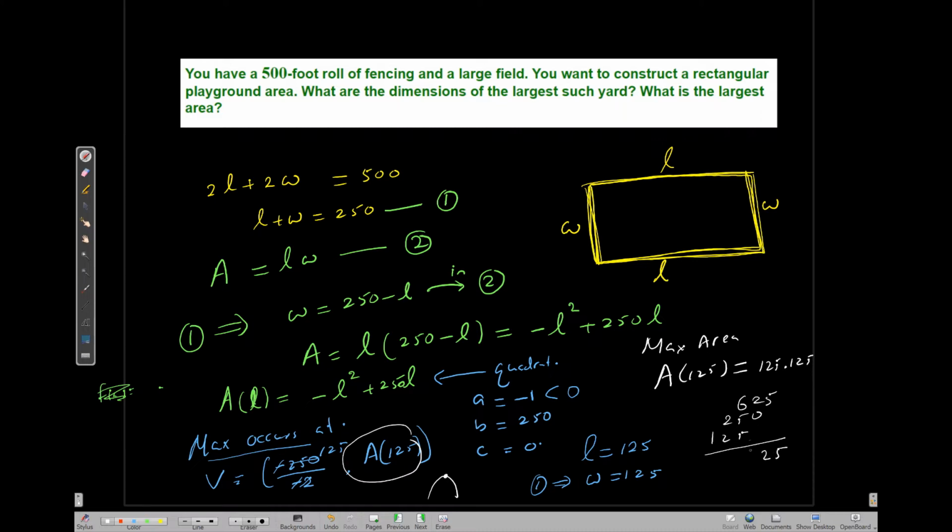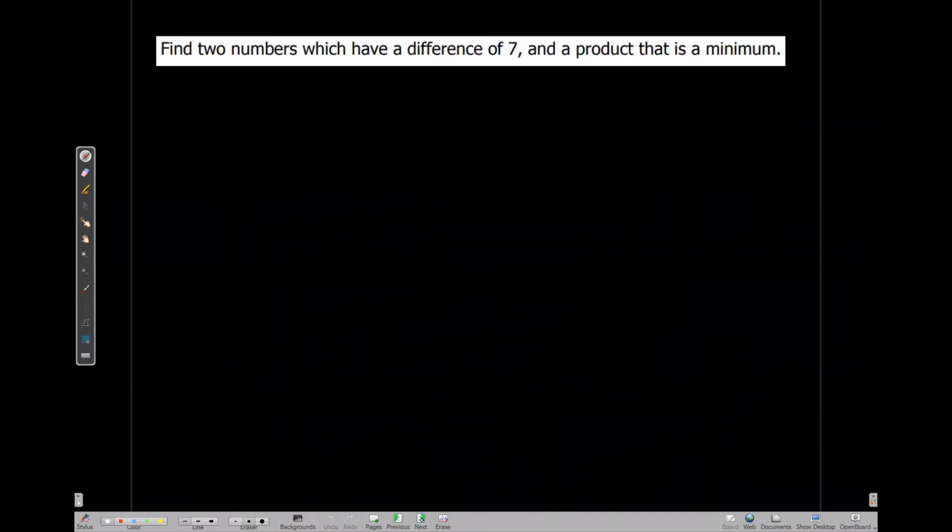Five, 2, 1, and see this is the, so foot squared. This is the largest possible area that you can get. Okay, I think you understood that well, right? If you have any questions, you can leave a comment. And let's go to the next one.